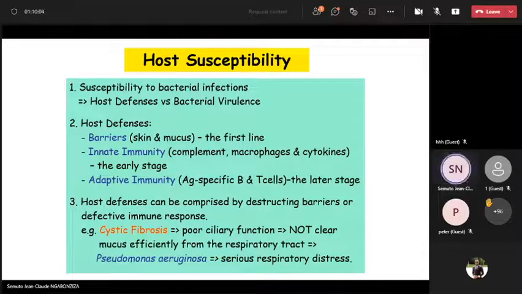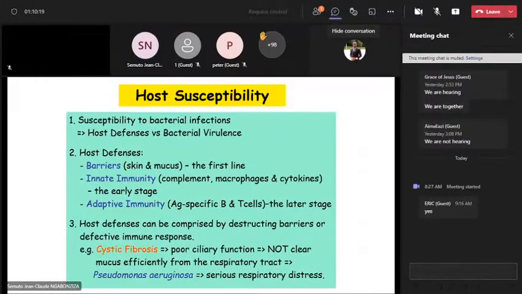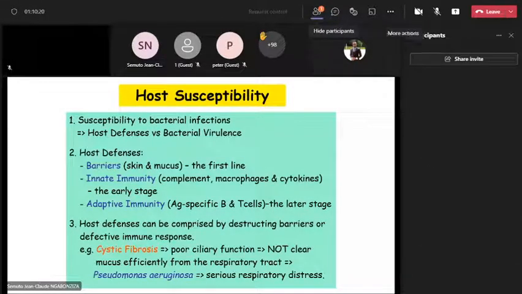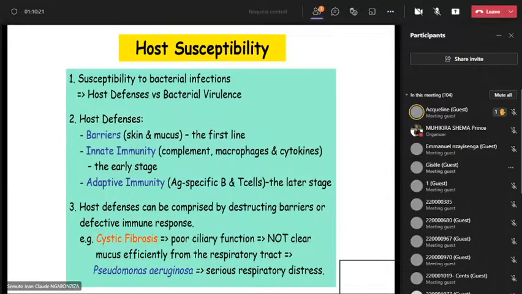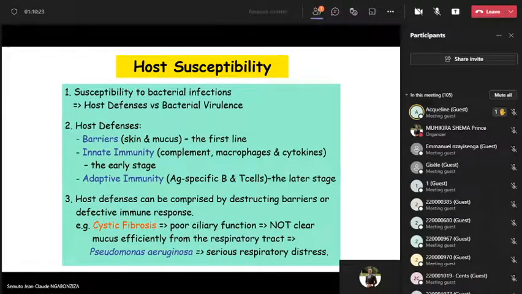So host susceptibility means all hosts are not the same. Some hosts are more susceptible, and some others are quite resistant to some specific disease or some specific pathogen. So susceptibility to bacterial infection depends on host defense versus bacterial virulence. Some hosts may have a higher ability to fight against the bacteria, some others a reduced ability, and this defines the susceptibility to the pathogen.